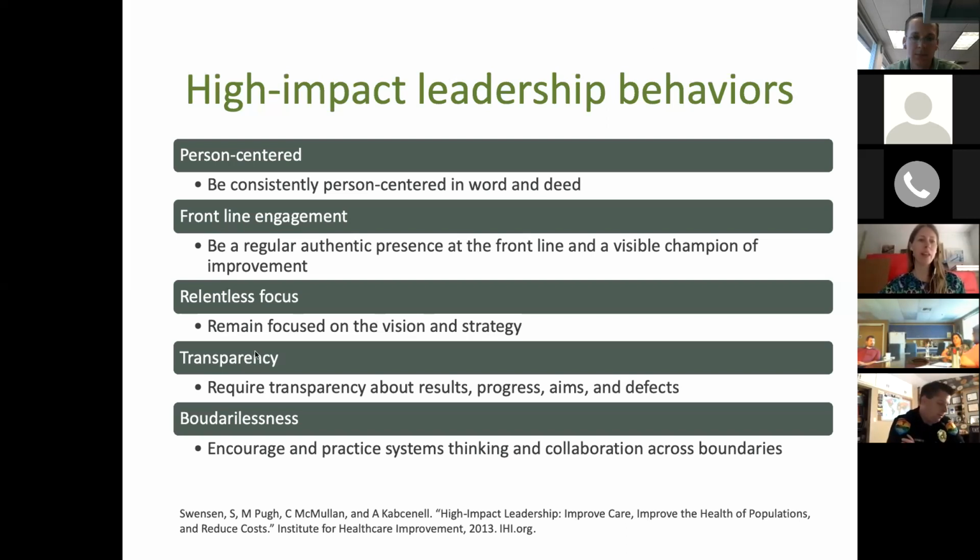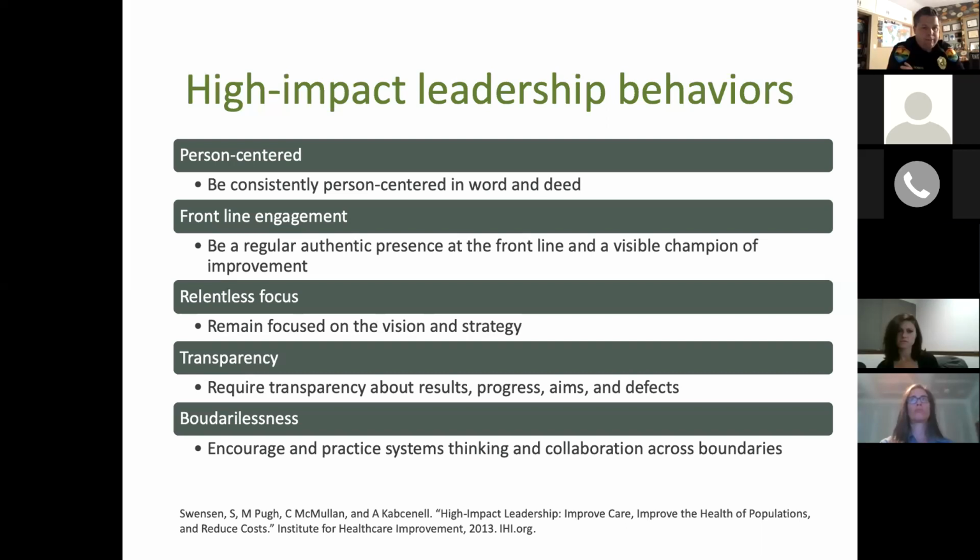What about relentless focus? What do you guys think? Remain focused on the vision and strategy. I'm just going to pick on people. So I'm going to ask Cooley Medical Center. Kelly, do you guys have any thoughts over there? Kelly and Molly?